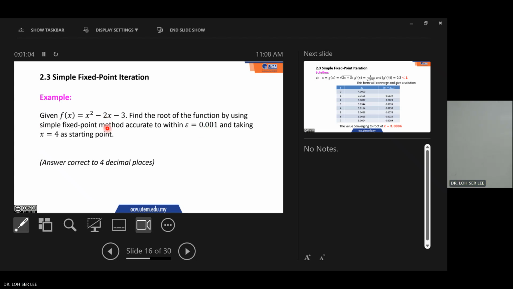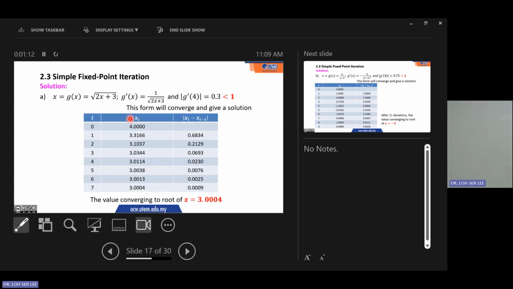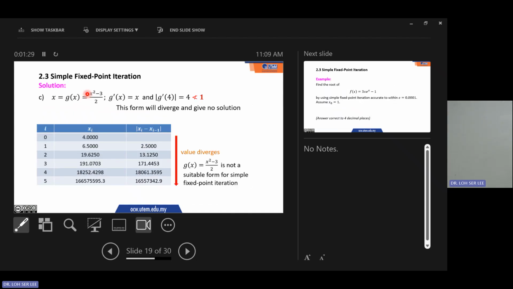To use this method, we have to find a g(x). Because there are infinite g(x) for you to use, normally we just form the simple one. So these are 3 examples of different g(x).